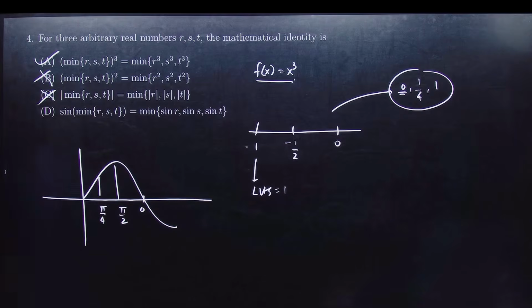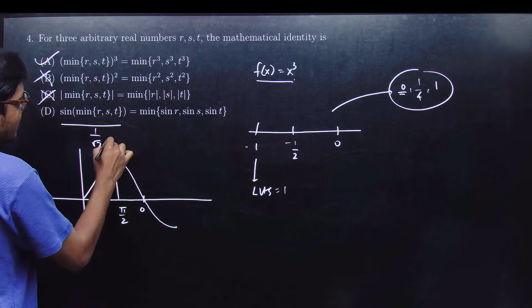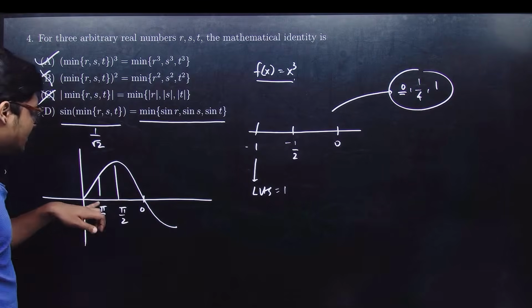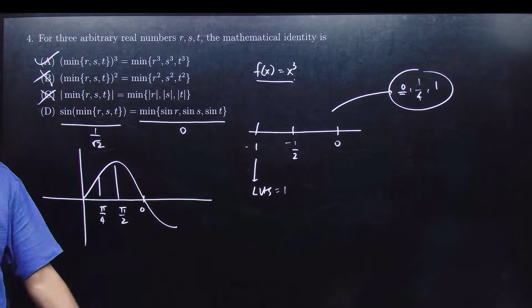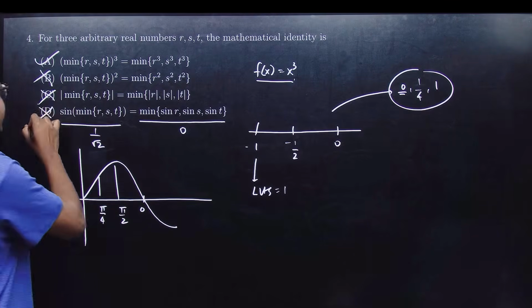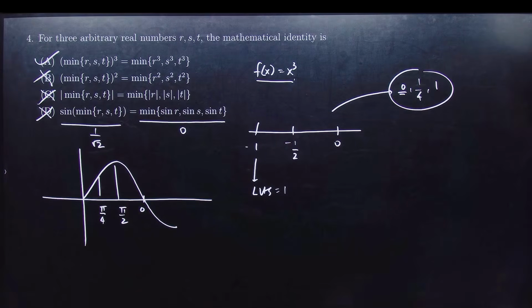So what is the minimum of these three? Minimum of r, s, t is going to be pi by 4. So sine of that is going to give you 1 by root 2. This becomes 1 by root 2. But the minimum of the sine of these three values, 1 by root 2, 1 and 0, the right hand side is going to be 0 again. So again, they are not going to be equal. So D is also incorrect, right? So the only correct option is option A. The entire idea was finding a function that is going to be strictly increasing, okay? That's the idea. Cool.